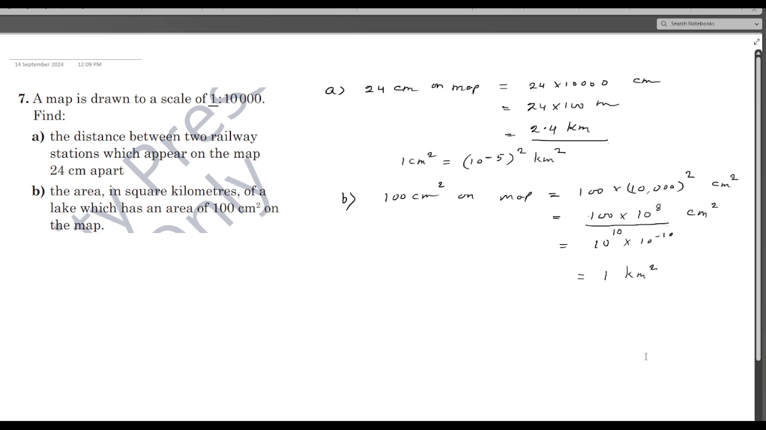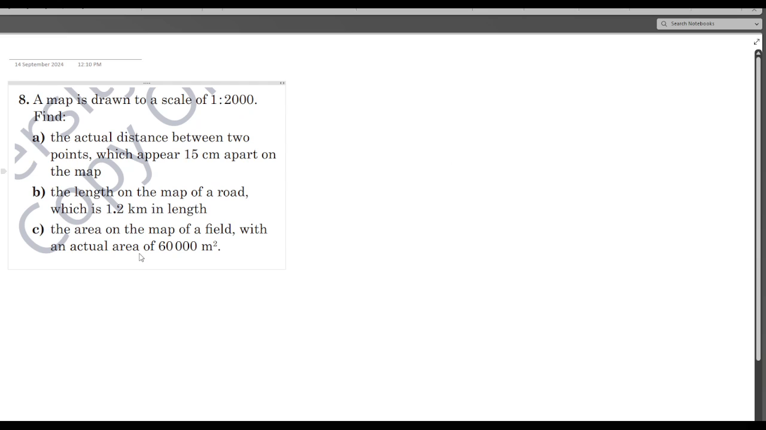Okay, so the scale factor, when it is a linear dimension, you simply multiply by 10,000. If it is area, then you multiply by 10,000 square, and if there is something related with volume, it will be 10,000 cube. Okay, because in each dimension there is an increase by same scale.